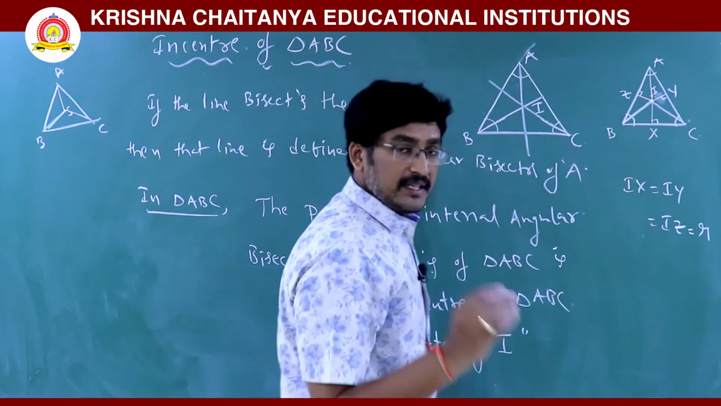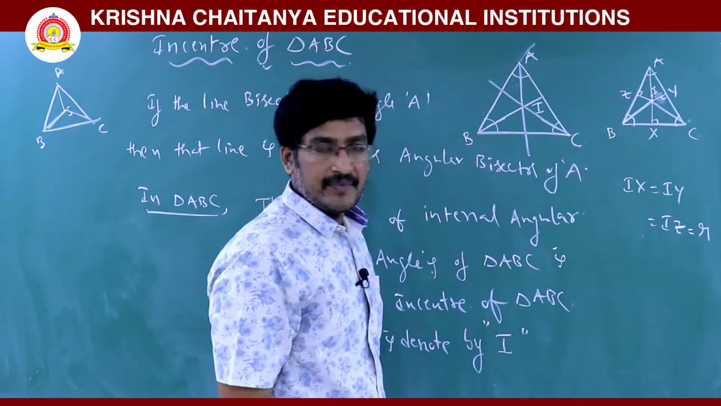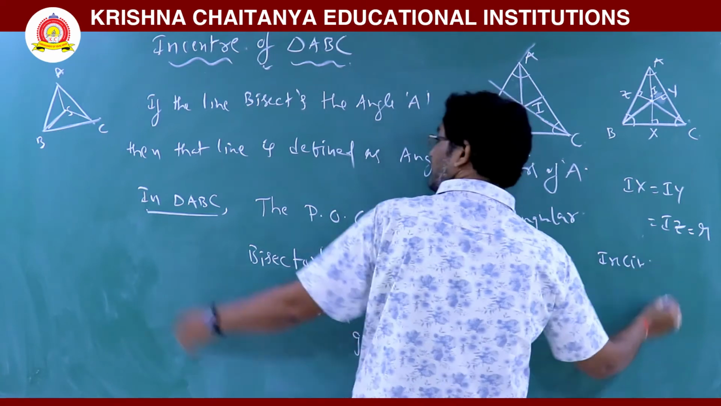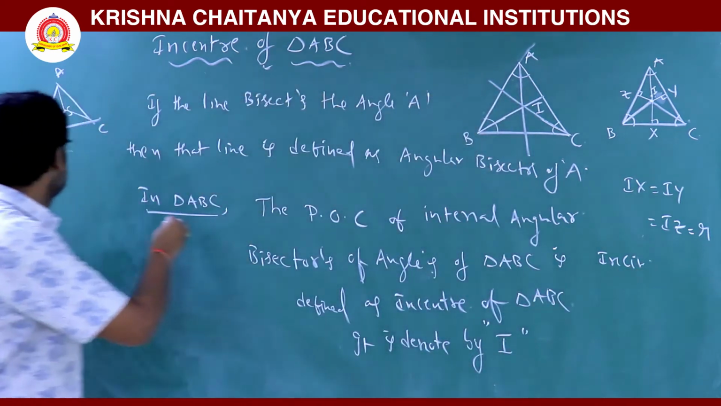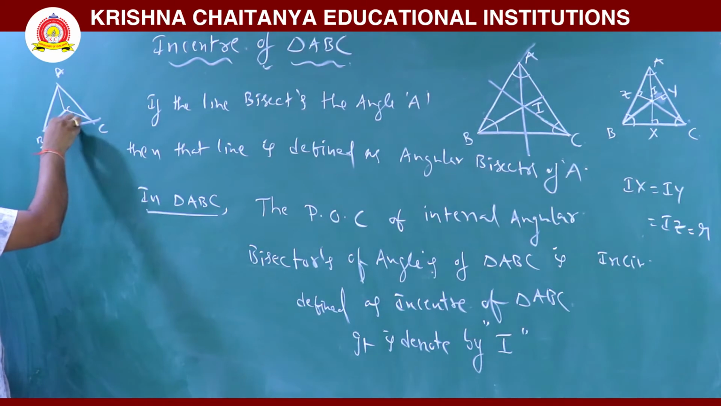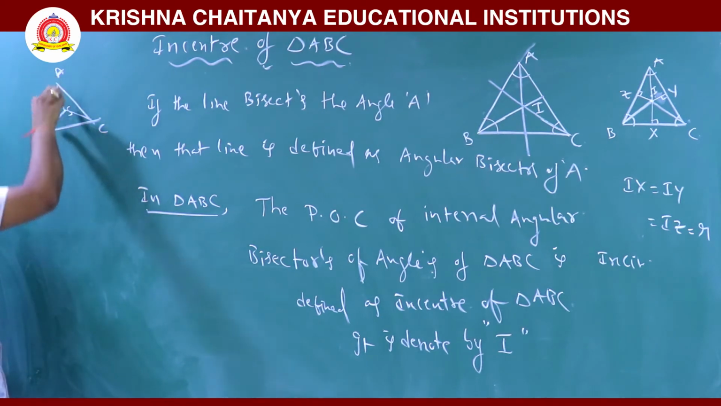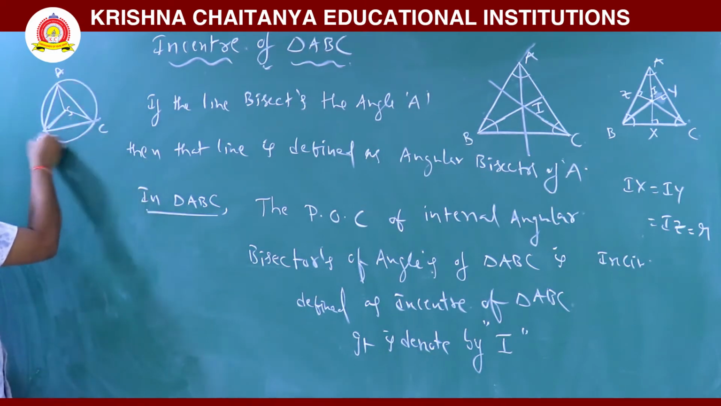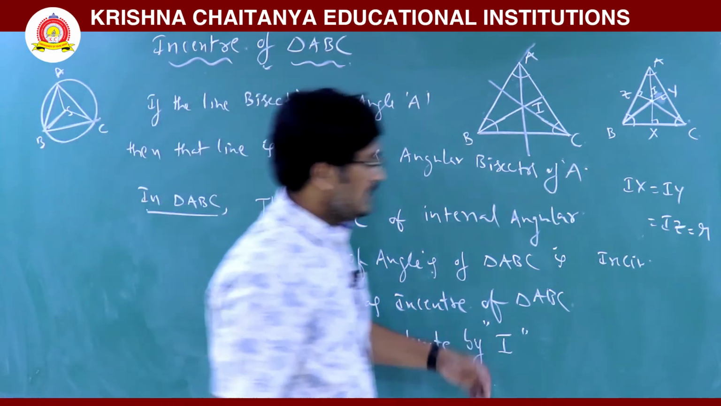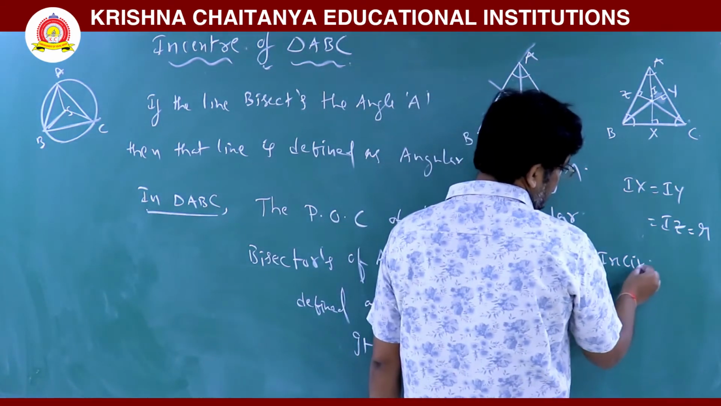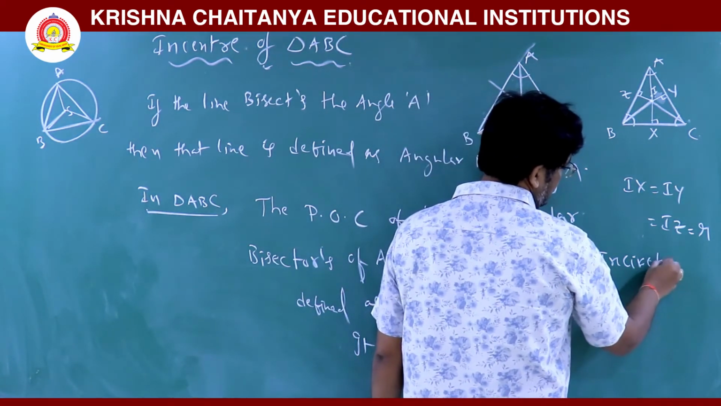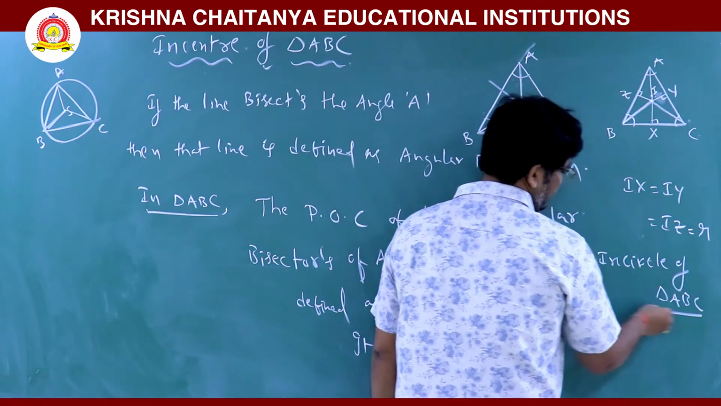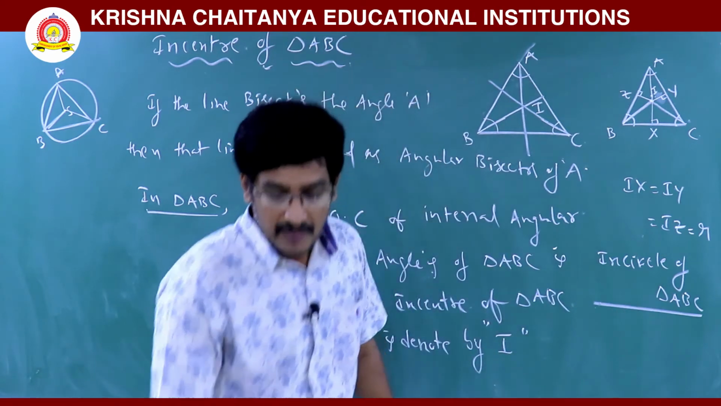Now I am going to explain the incircle of triangle ABC. That is the circumcircle of triangle ABC, you know. You take the center as S and the radius as SA or SB or SC, then you draw a circle like this. This is the circumcircle of triangle ABC. Now I am explaining about the incircle. This is the incircle of triangle ABC. What is the incircle?